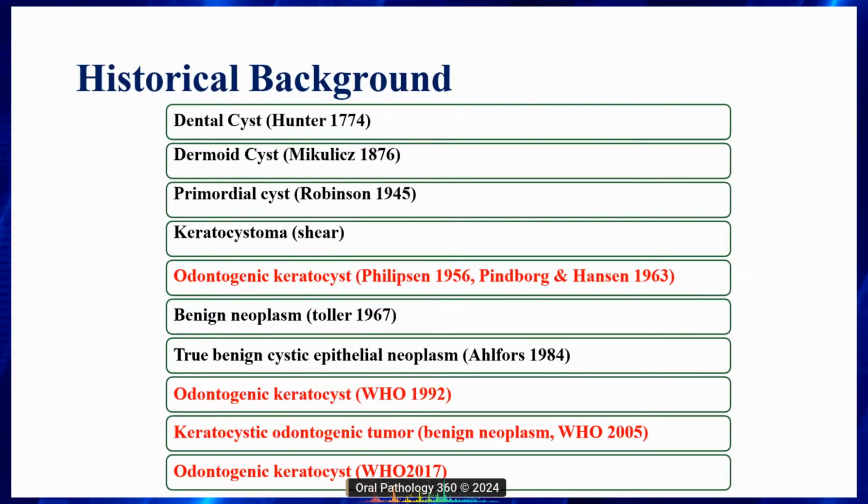It was known as dental cyst first by Hunter in 1774, and till now there have been several nomenclatures over the years, out of which the most commonly used was odontogenic keratocyst, as coined by Philipson. WHO also recognized it as odontogenic keratocyst in 1992, but it reverted the nomenclature to keratocystic odontogenic tumor, thinking it was a benign neoplasm, in the year 2005. Again, it reverted the nomenclature to odontogenic keratocyst in 2017, and why it was done so, I will discuss later on.